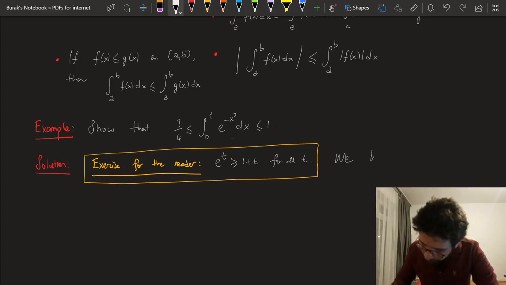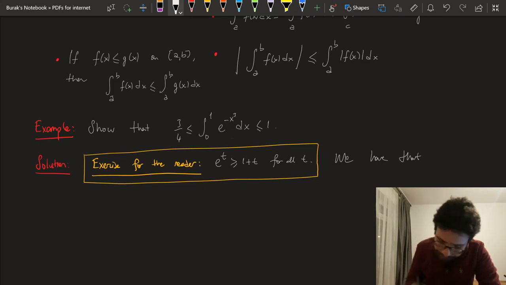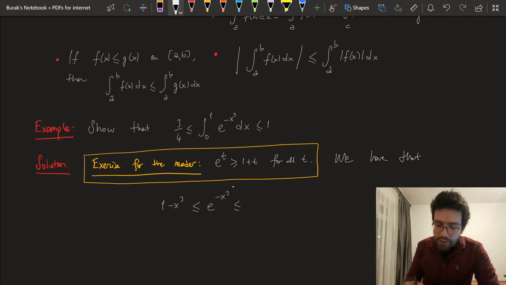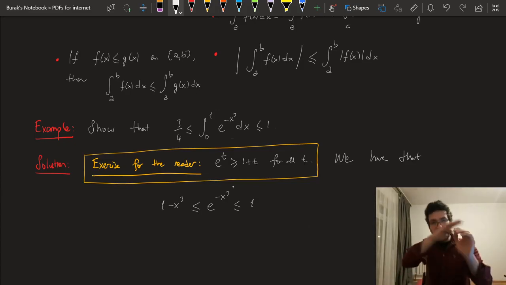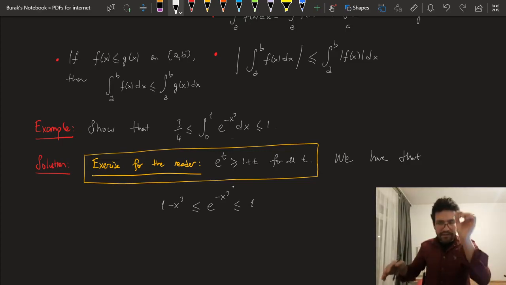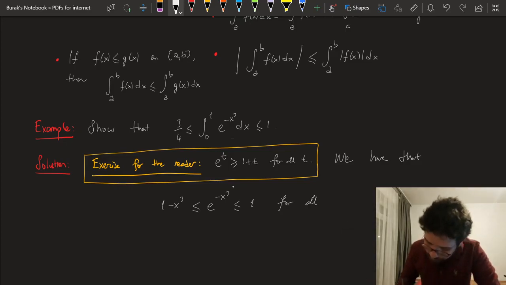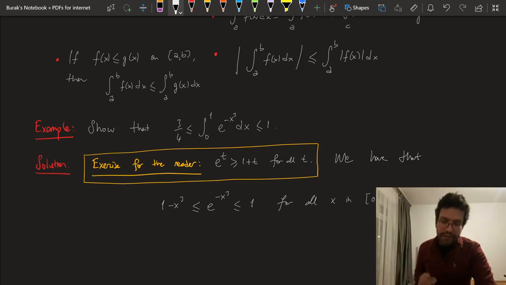Then we have that this integrand e to the power minus x cubed is between, so instead of t I'm going to write minus x cubed, 1 minus x cubed, and on the interval 0 1 the largest value of this thing is 1, because this is a decreasing function and its largest value is obtained at 0, and at 0 it takes the value 1. So for all x in the interval 0 1 I have this inequality.